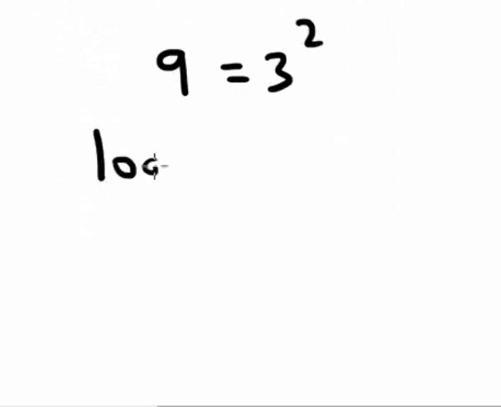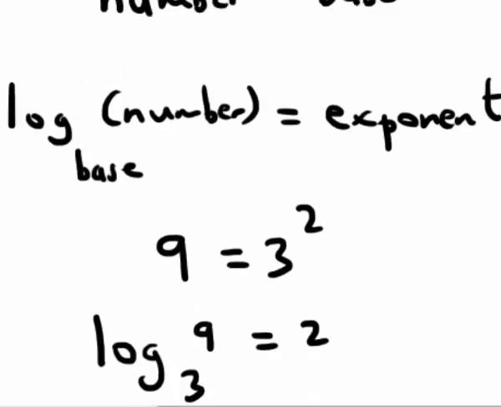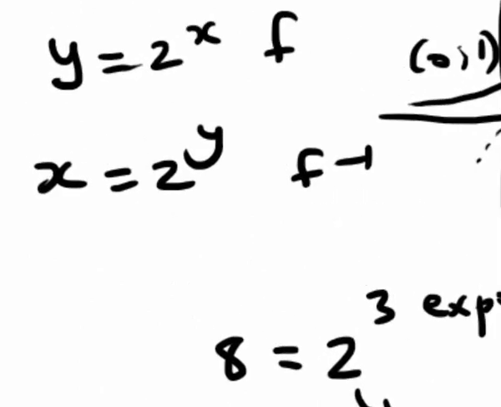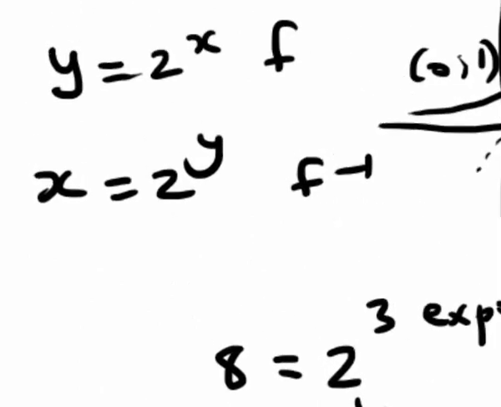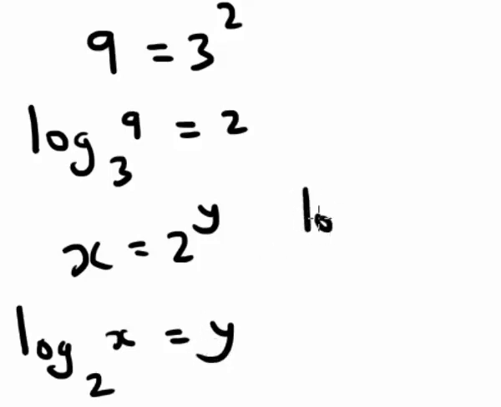well, the log of 9 to base 3 is 2. The 2, the exponent, is called the log of 9 to base 3. So if you've got, for example, x is equal to 2 to the y, which we had previously, we can write this in a different form by saying the exponent y is the log of x to base 2, and that's y. And the word log comes from logarithm, and it's another way of writing it.